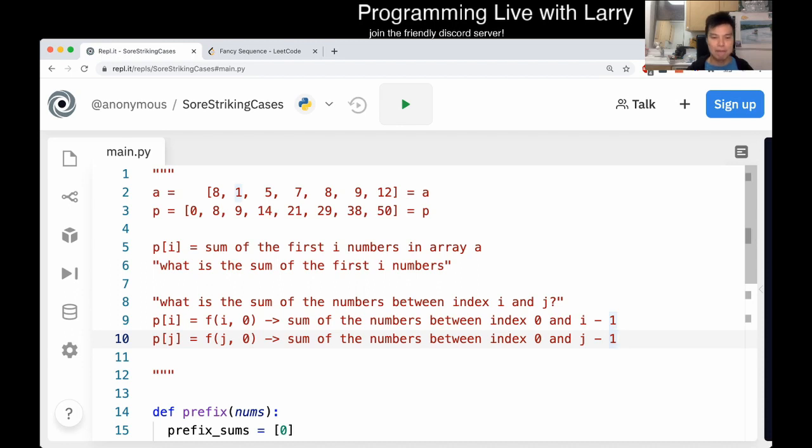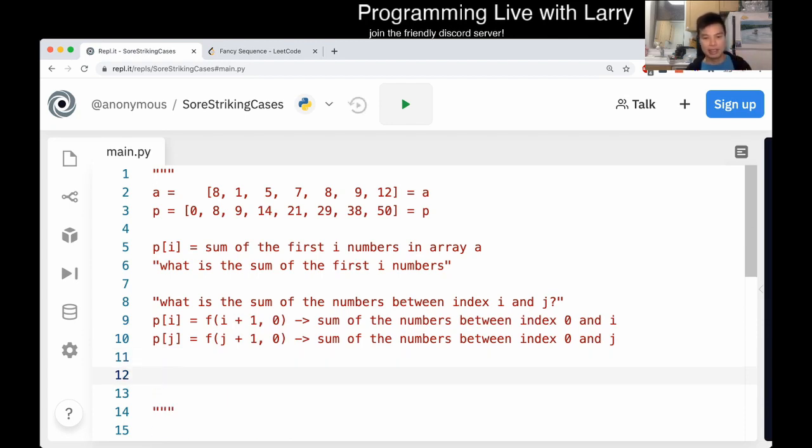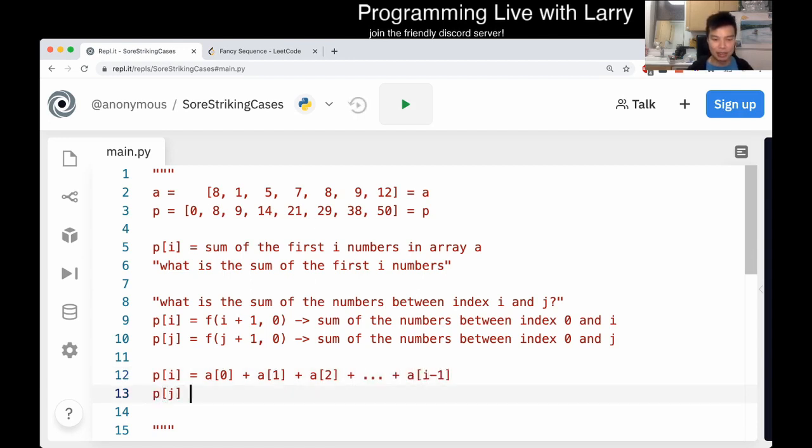But yeah, to simplify this, let's add 1 here. 0 and j, right? So now the question is, what is the sum between index i and j? Well, if you write it out, p sub i is equal to a sub 0 plus a sub 1 plus a sub 2 plus dot dot dot plus a sub i minus 1, right? And p sub j is equal to a sub 0 plus dot dot dot.